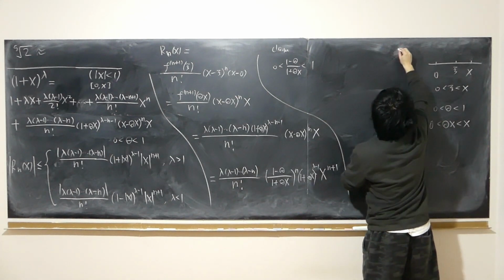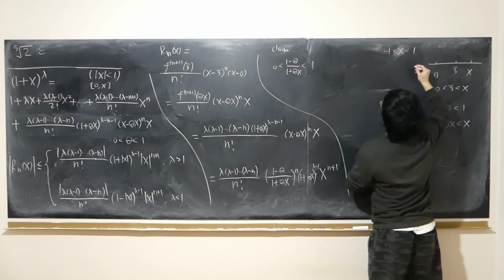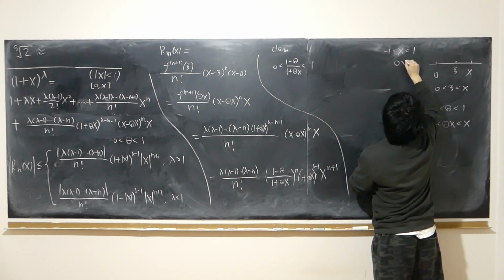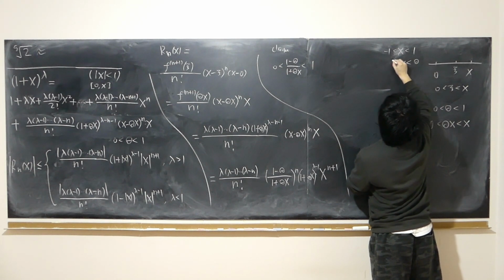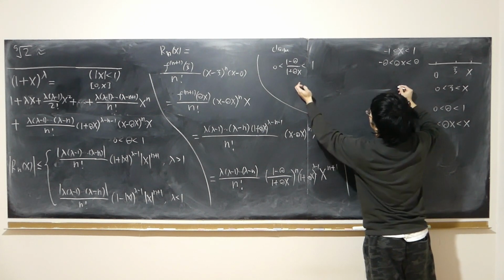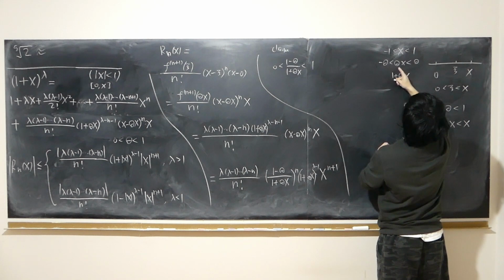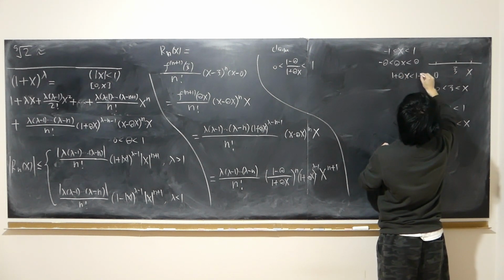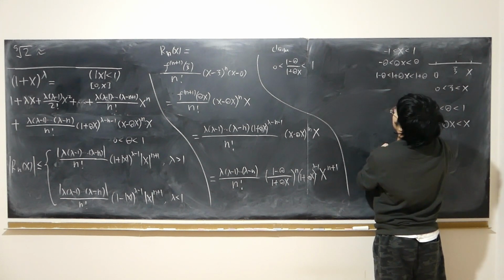So x is in between negative 1 and 1. Multiply by theta. Theta is positive, so we're fine. Less than theta, bigger than minus theta, right? If we plus 1 on both sides, less than 1 plus theta, bigger than 1 minus theta, right?